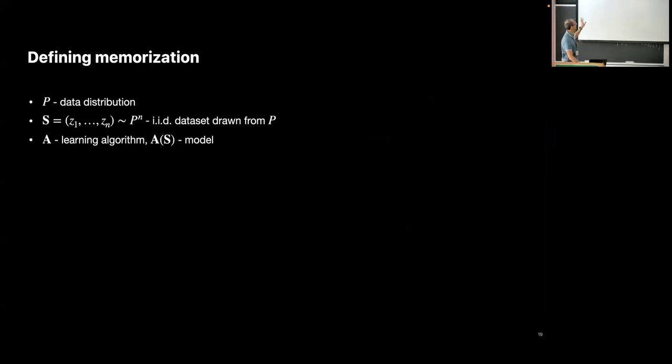Let's go to data memorization. The definition, just briefly, with a slight update to the notation. We'll be referring to our data distribution by P. Our data set is still S, but now it doesn't have to be labeled, although it will be, but we'll just refer to it as Z1 through Zn. It's an i.i.d. data set. A is the learning algorithm, and A of S is the model produced by this algorithm. Note that the data set is a random variable, and a random algorithm acting on a random variable is a random variable.